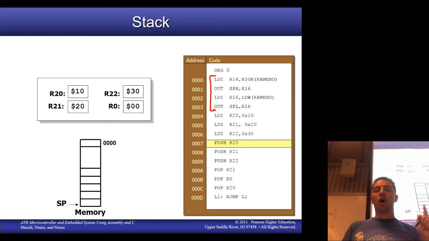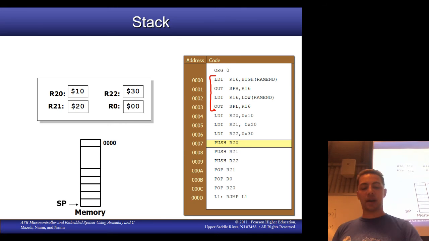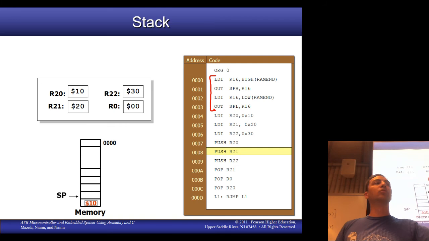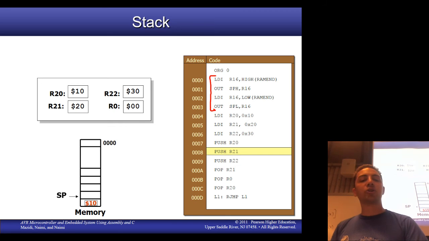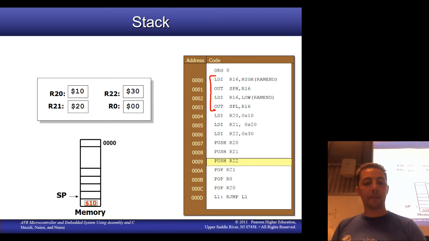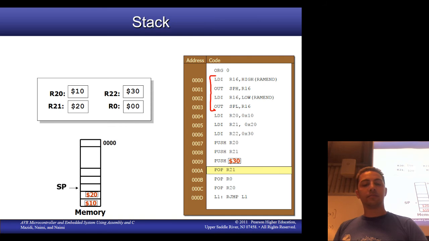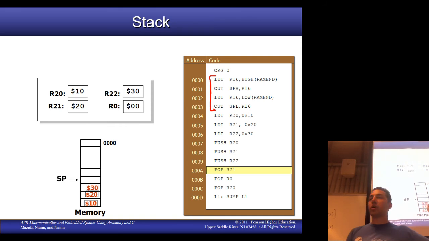Then I push R20. R20 currently has 10. So 10 appears on the stack, and the stack pointer moves up 1. Now when I say move up, I'm really meaning decrement, but it moves vertically up towards the beginning of memory. Then I push R21. What value is going to appear on the stack? 20. Yep. So R21 is itself the value 20. Then we push 30. So the stack pointer is pointing there.